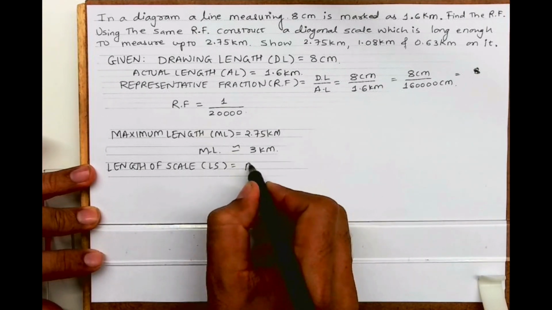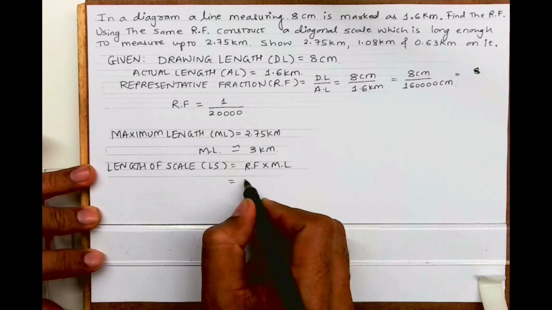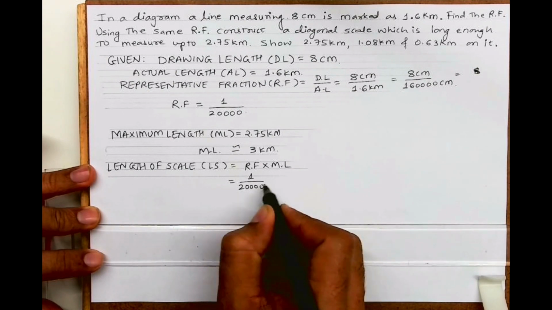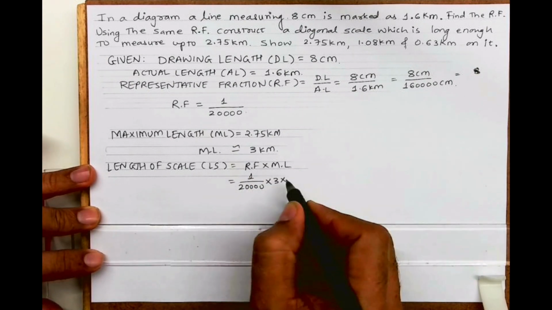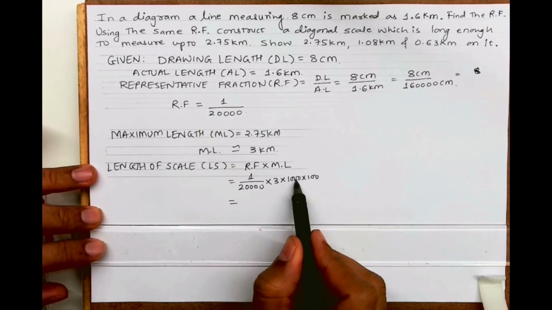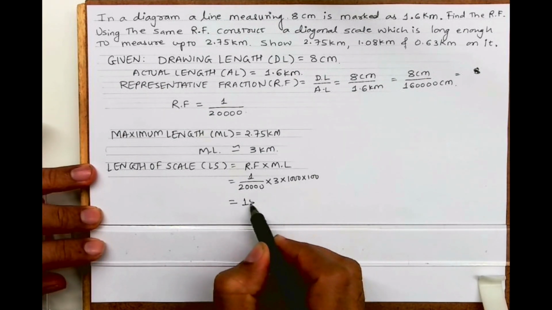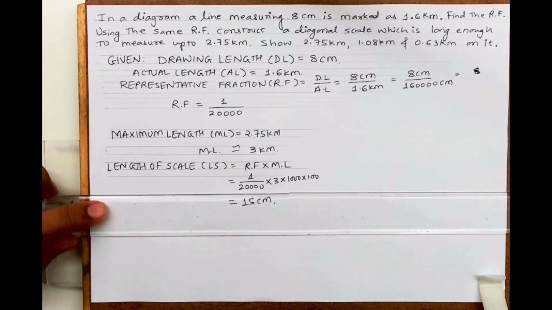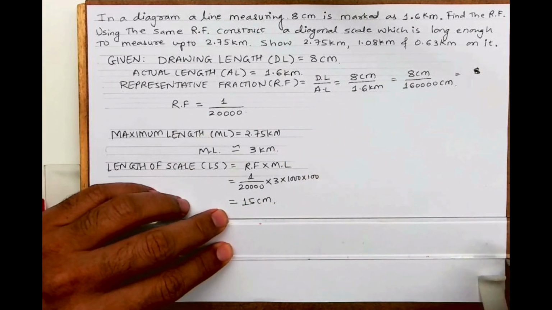Length of scale is equal to RF into ml. So RF is how much? 1 upon 20,000 into maximum length is 3 kilometers. So multiply by 1000, multiply by 100. When you solve this, you will get answer 15 centimeter. So your length of scale is 15 centimeter.